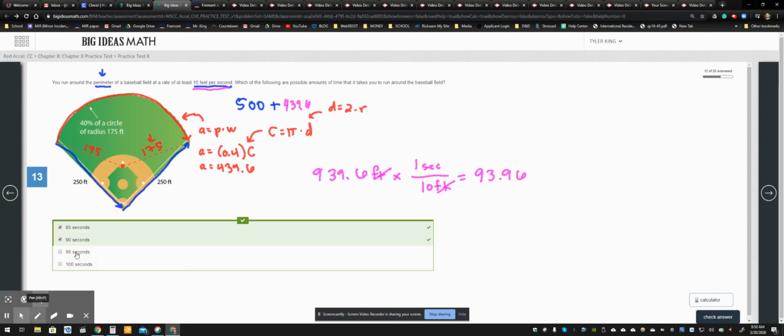Okay, so probably the hard thing to remember at the end here is that we are going at least 10 feet per second, okay, which means that this is 10 feet per second, or the slowest that we would be going. We could go faster than this, which means we would be using a lower number of seconds.